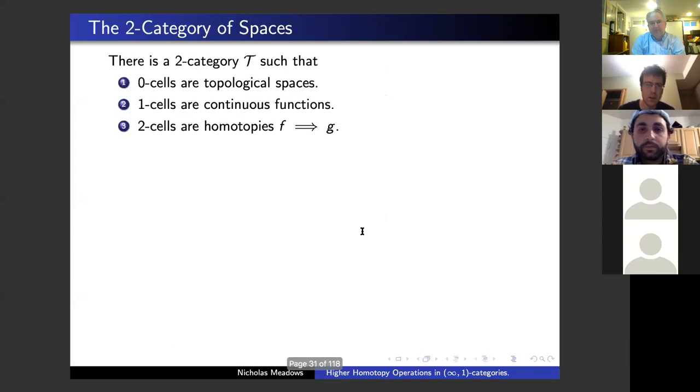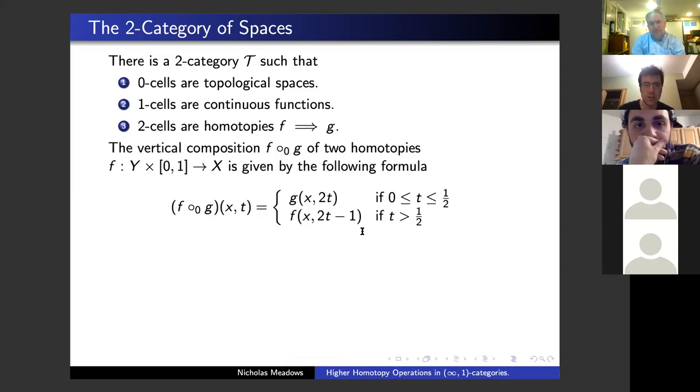So now the question is how can we interpret this all in terms of categories? There's a two category such that the zero cells are spaces, one cells are continuous functions, and two cells are homotopies between functions. So the vertical composition of two homotopies is given by the following formula here.